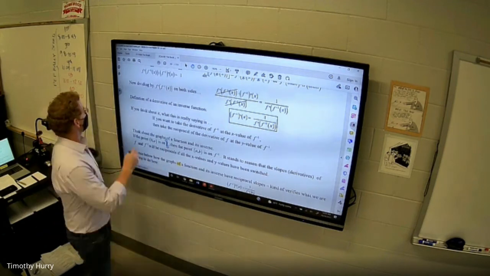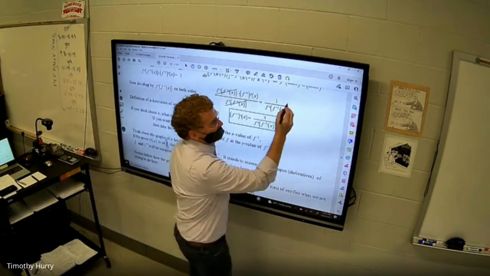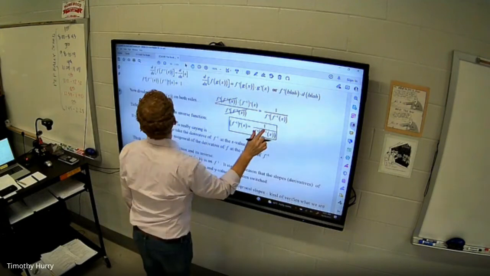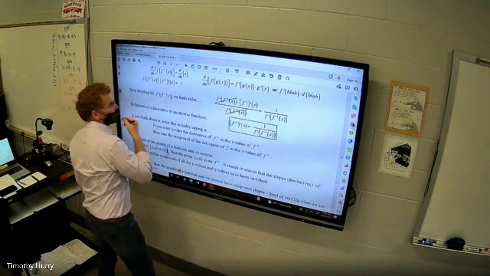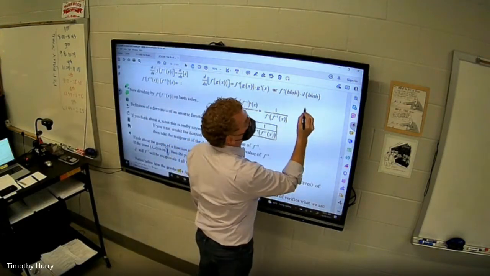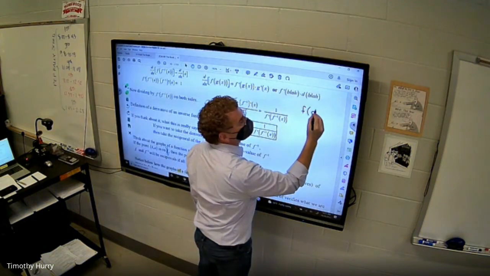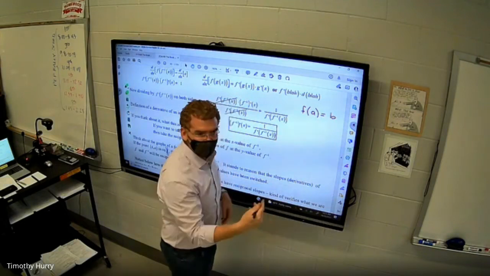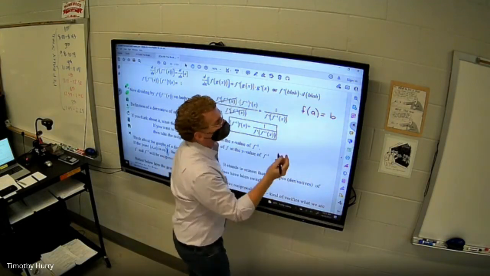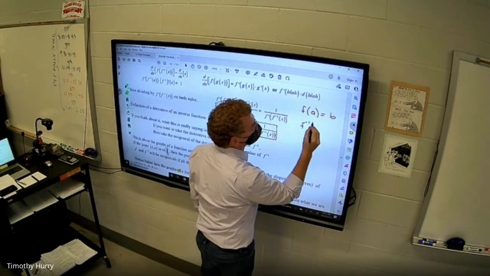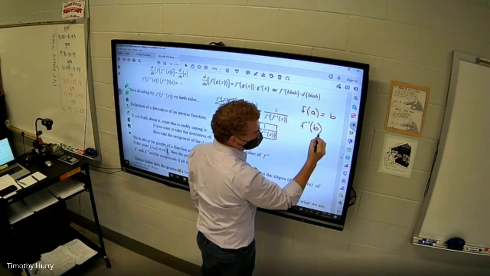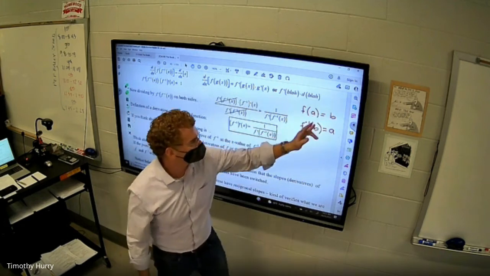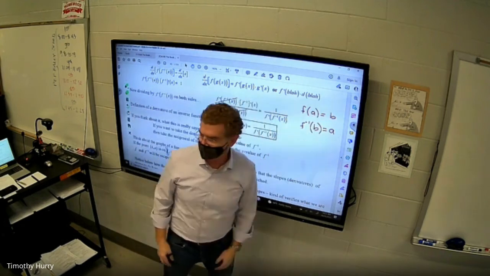So what that means is, if you have any function, any value that you plug into a function spits out some other value, right? Well, if I switch the x and y's, doesn't that mean that on the inverse, any b you plugged in is going to give me an a? Because every point on a function is flipped on an inverse, and vice versa.